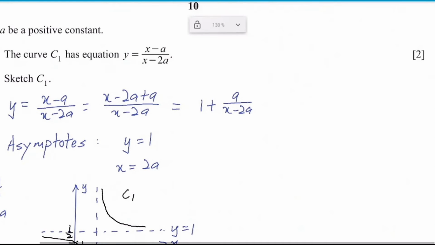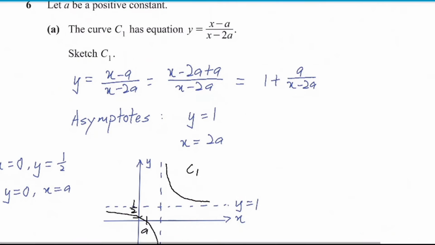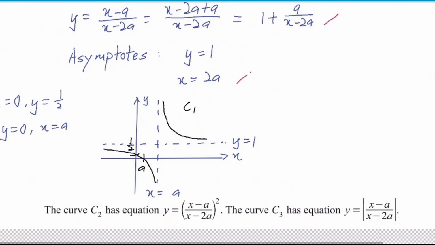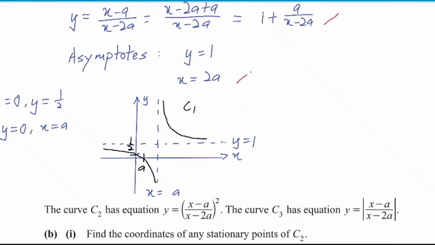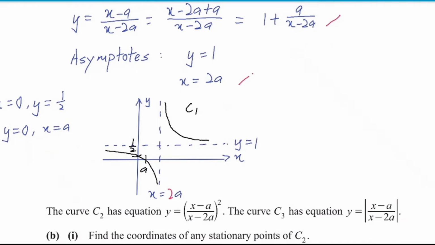Okay, so this is the question. That is a rational graph. The first curve is not really a big issue here. Basically, we just need to know how to change it to partial fractions, and then we can sketch it very easily already. This is when we have the asymptotes y equals 1 and x equals 2a. Sorry, this one is a 2a here. So we can get the graph which is like this here.